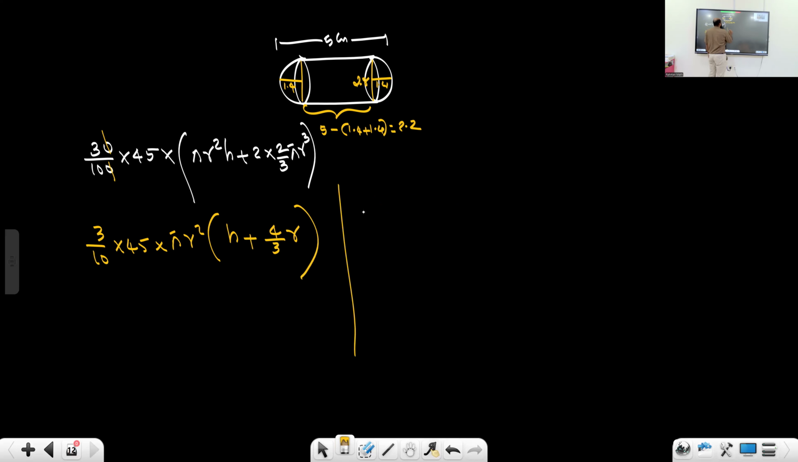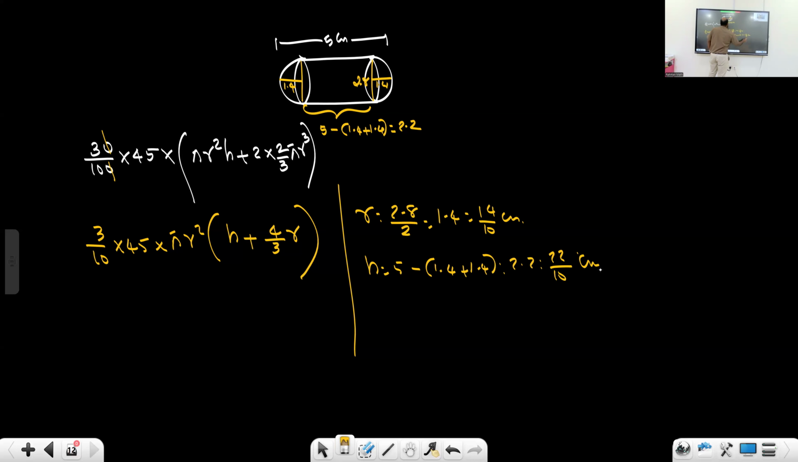Now you mark radius: 2.8 by 2, 1.4, equal to 14 by 10 centimeter. Height equal to 5 minus 1.4, minus 1.4, 2.2, 22 by 10 centimeter. If you are writing together, it will be an easy calculation part. Still cancellation is there, but 10, normally I never cancel. At the end only we will think about that cancellation.